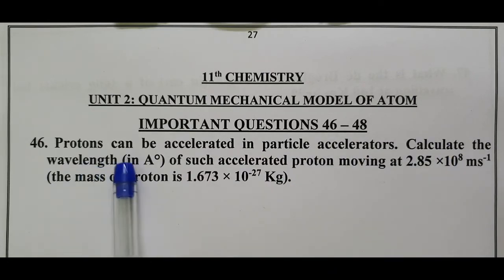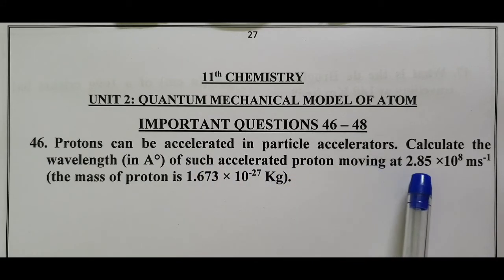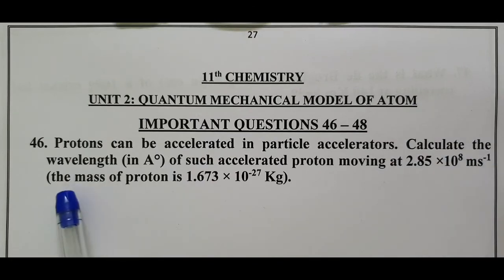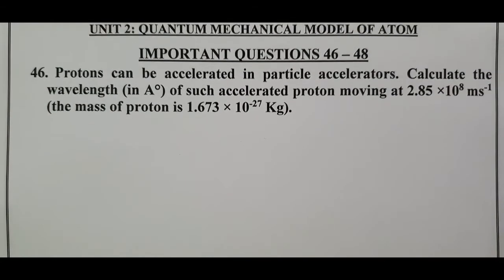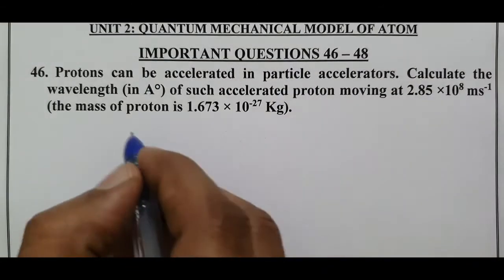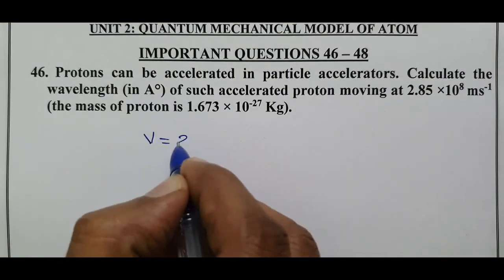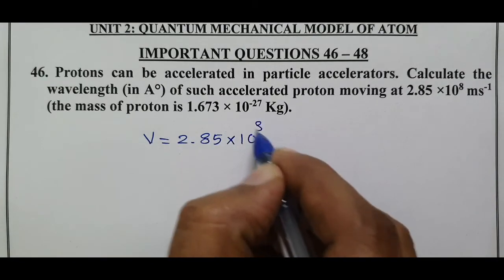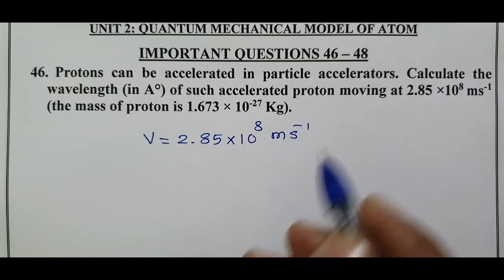Calculate the wavelength in angstrom of such an accelerated proton moving at 2.85 × 10^8 m s^-1. The mass of proton is 1.673 × 10^-27 kg. So, what are the given values? Velocity and mass of proton are the given values. Velocity v is given as 2.85 × 10^8 m s^-1.